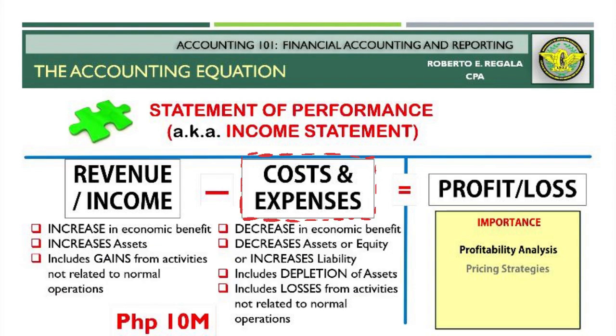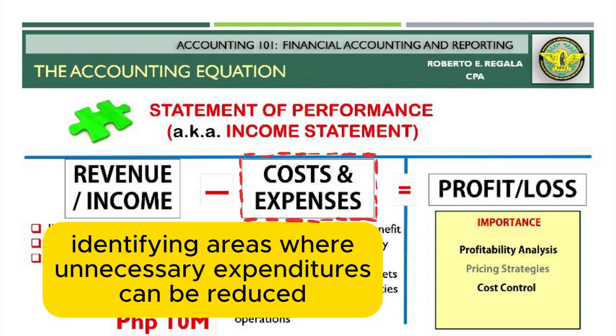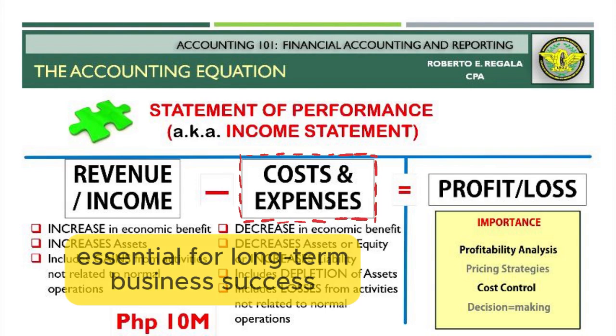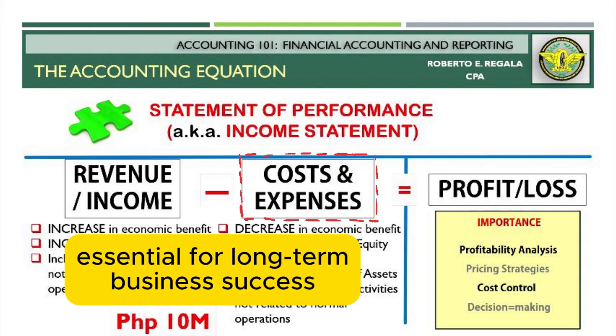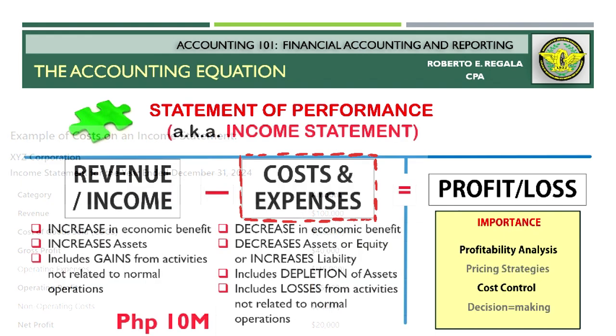Cost analysis also aids in cost control by identifying areas where unnecessary expenditures can be reduced, leading to greater efficiency. Additionally, a clear grasp of costs supports informed decision-making, particularly in budgeting, forecasting, and resource allocation, which are essential for long-term business success. On the slide is an example of costs on an income statement.